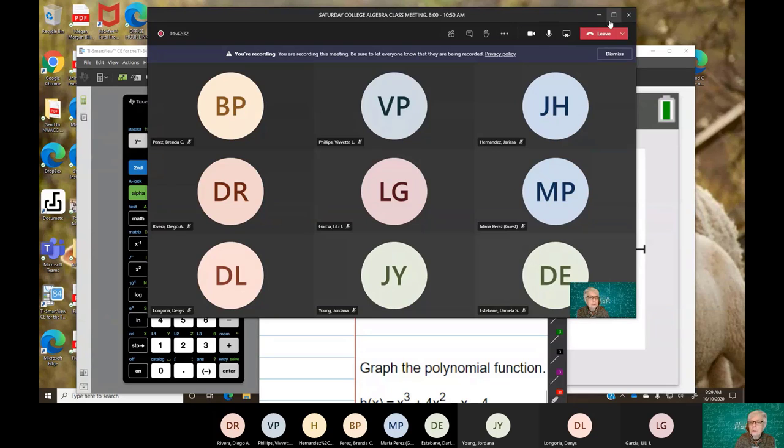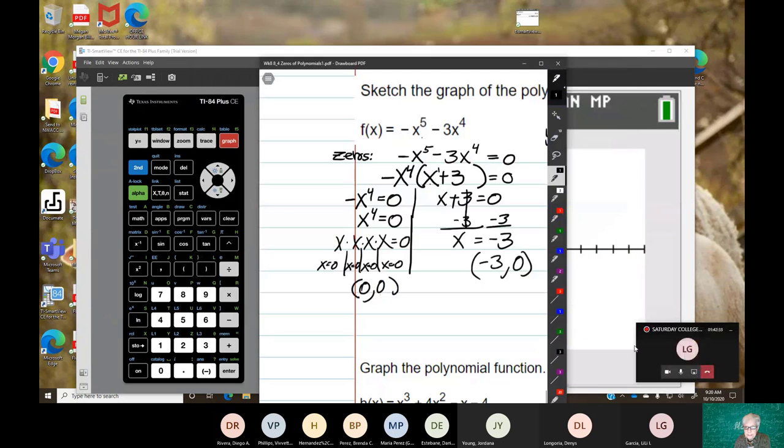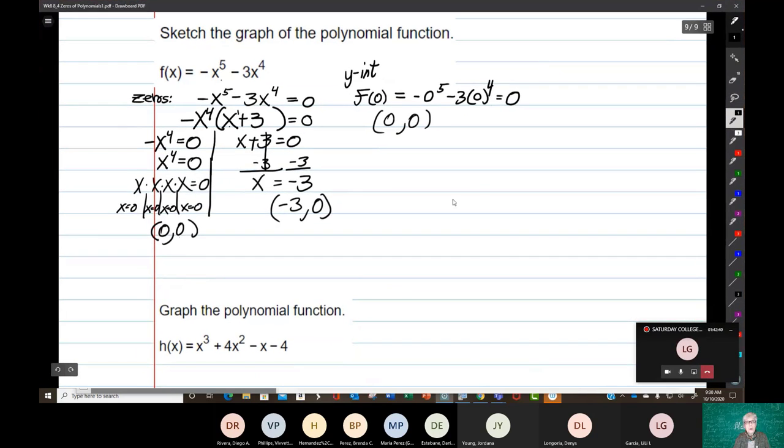Good, wanted to make sure I was recording. I suddenly get these little worries. I just wanted you to know that all this multiplicity stuff does have an effect.